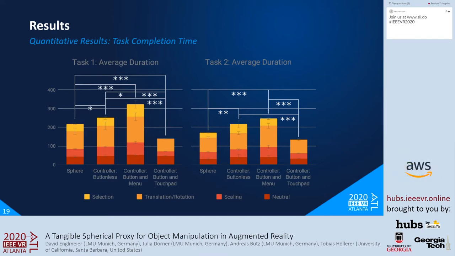It is interesting to note what actually caused the advantages for the sphere. We see that the times for scaling were significantly lower than for controller buttonless and controller button with menu, meaning that the scaling by rotation actually appears to be working quite well for the sphere. For the second task, the same picture shows the sphere again outperforms condition 2 and 3, while the simultaneous 7-degree of freedom interaction again outperforms all other conditions, but now with the exception of the sphere.